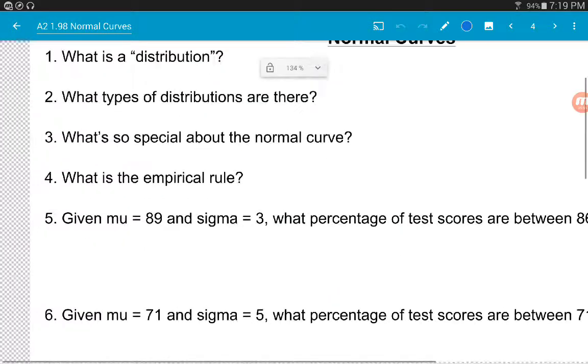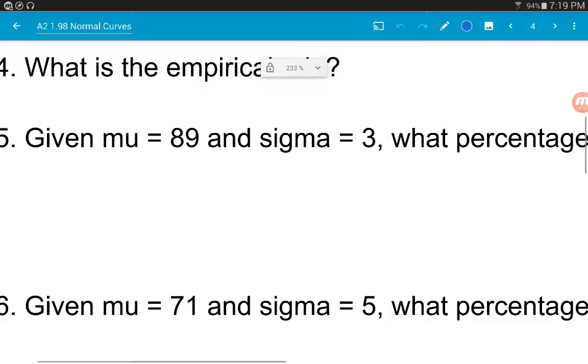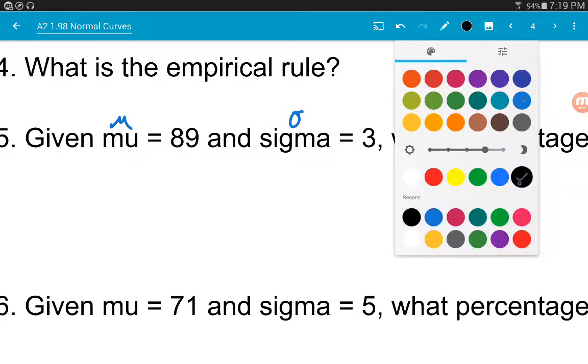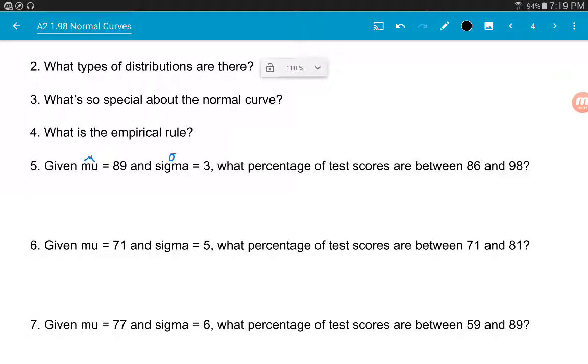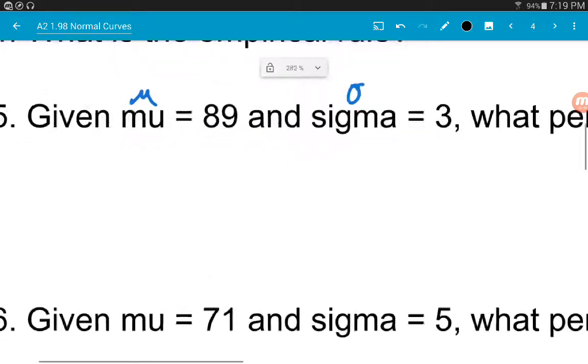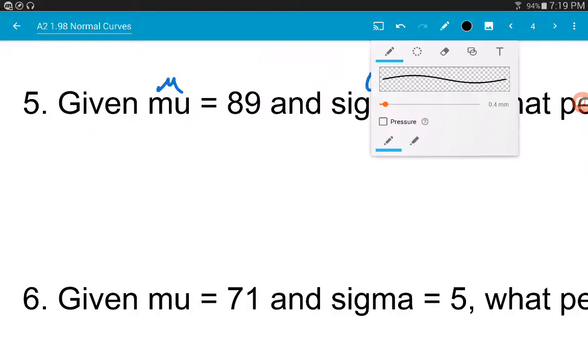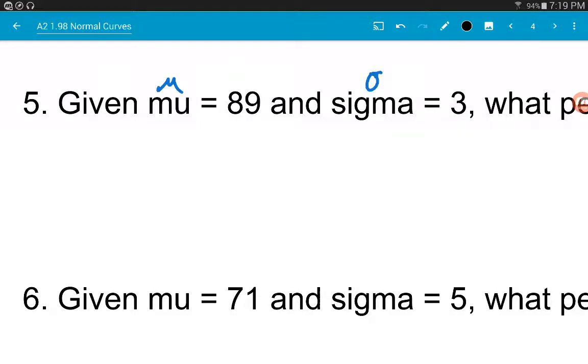For question number 5, they say, given that mu, which is the mean, is 89 and sigma is 3, what percentage of the data falls within the range of 86 to 98? So first things first, let's draw our normal curve. I'm going to make my pen smaller so I don't have to keep switching back and forth between pages, but you might want to do this on loose leaf.